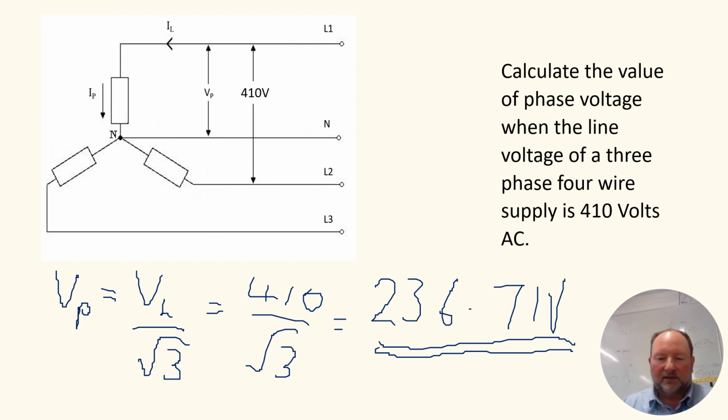A little sense check. Is the answer in the right ballpark figure? As I explained earlier, your line values are always higher. If you had 410 volt line voltage, even though it's normally 400 and your phase voltage is normally 230, 410 is slightly higher than 400, so expect the answer to be slightly higher than 230. I got 236. So that's all in the right ballpark.